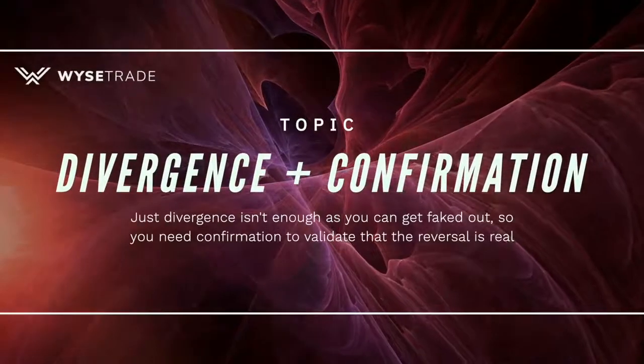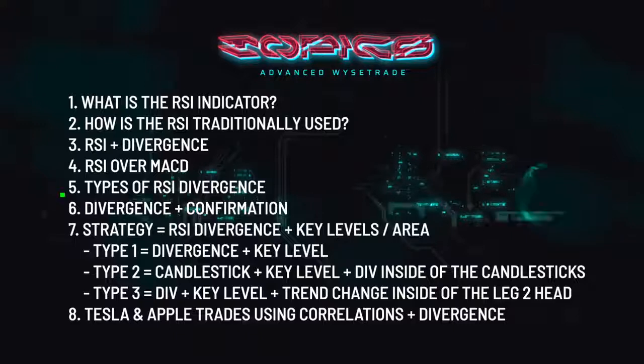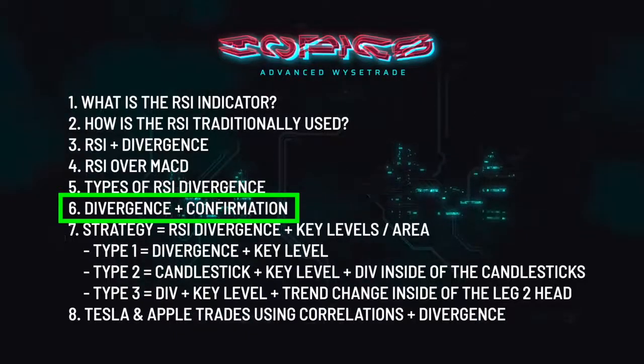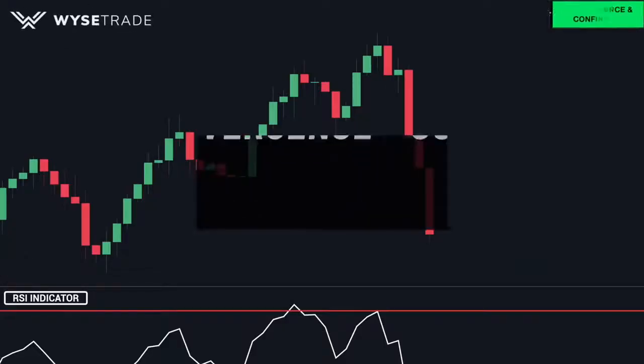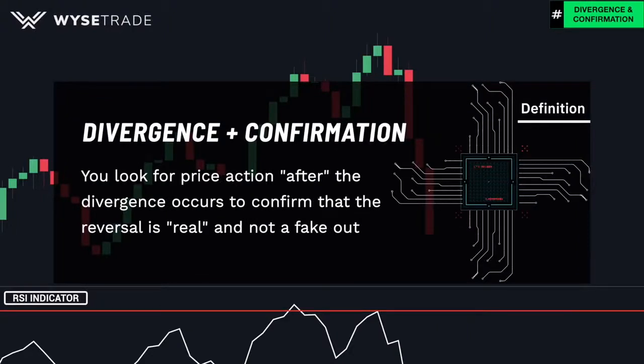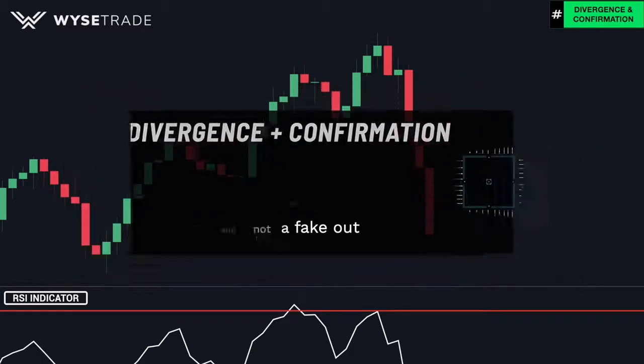So let's keep building on this and move on to the next section, which is combining divergence with confirmation. So divergence combined with confirmation means you look for price action after the divergence occurs to confirm that the reversal is real and not a fake out. So let's break this down.